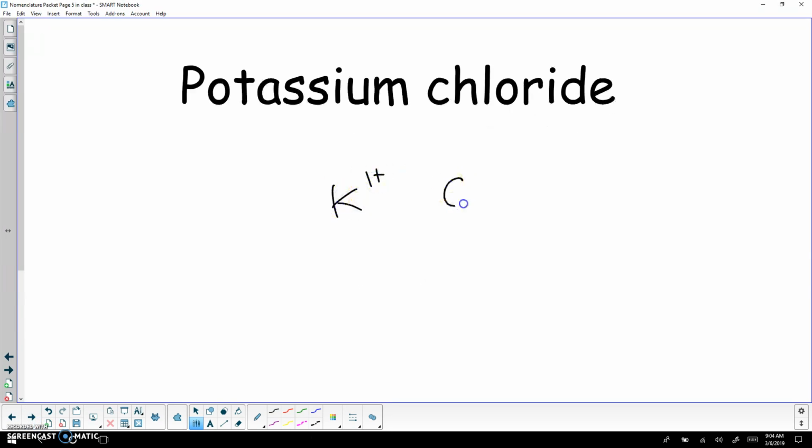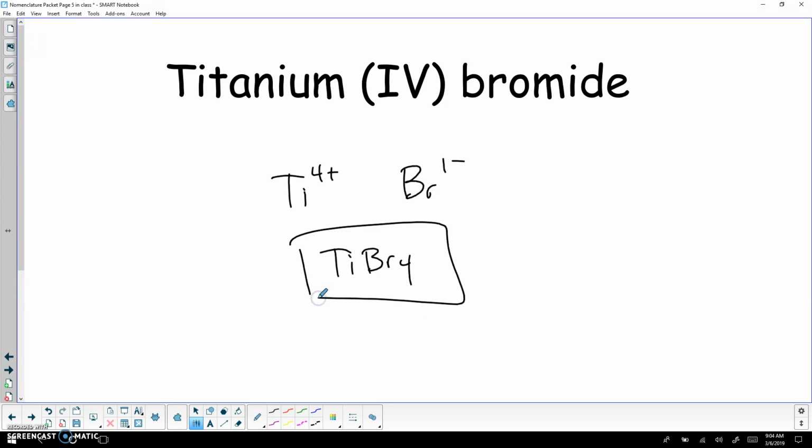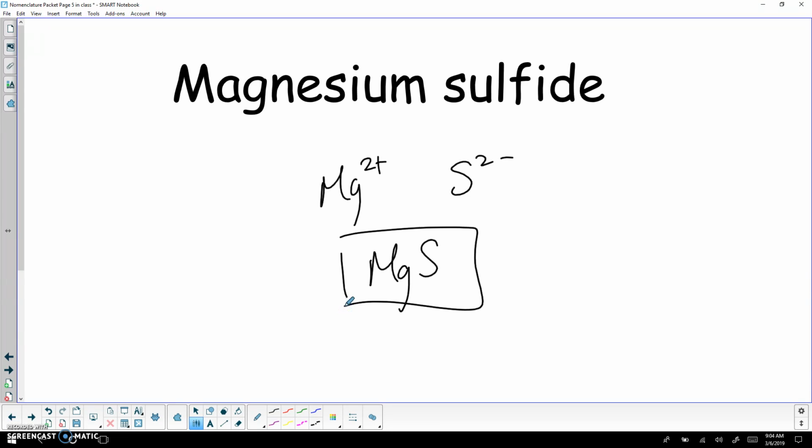For letter H, we have potassium chloride. Potassium is always 1 plus, chlorine is always 1 minus, equal and opposite, KCl. Next we have titanium 4 bromide. This tells me titanium's charge is 4 plus. Bromine's always 1 minus. 4 goes behind the bromine, TiBr4. For magnesium sulfide, magnesium is always 2 plus, sulfur is 2 minus, equal and opposite, MgS.